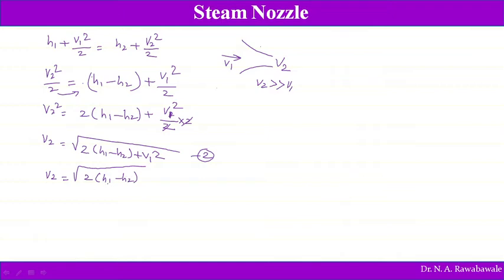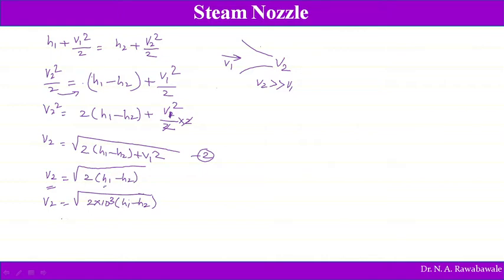Now here this enthalpy is in kilojoules per kg. So this velocity we want in meters per second. Therefore, while substituting enthalpy in this equation, we have to substitute in joules per kg. Therefore V2 is equal to square root of 2 into 10 to the power of 3 into H1 minus H2. Kilojoules into 10 to the power of 3 gets converted into joules.